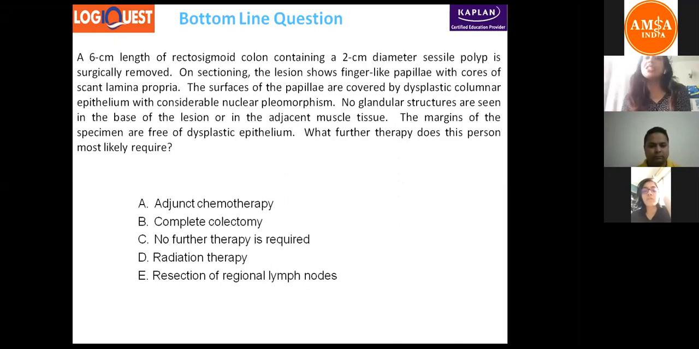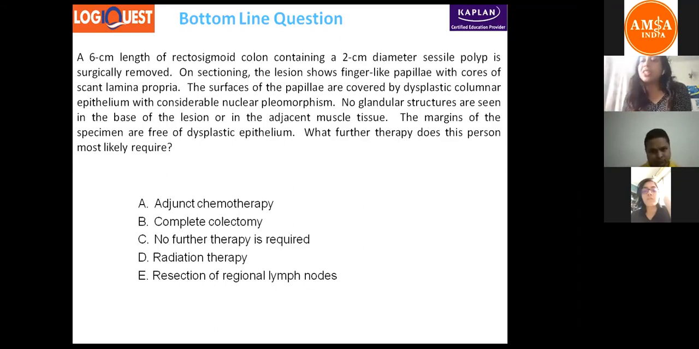Okay, the question is, a 6 centimeter length of rectosigmoid colon containing a 2 centimeter diameter sessile polyp is surgically removed. On sectioning, the lesion shows finger-like papillae with scant lamina propria. The surfaces of the papillae are covered by dysplastic columnar epithelium with considerable nuclear pleomorphism. No glandular structures are seen in the base of the lesion or the adjacent muscle tissue. The margins of the specimen are free of dysplastic epithelium. What further therapy does this person most likely require?